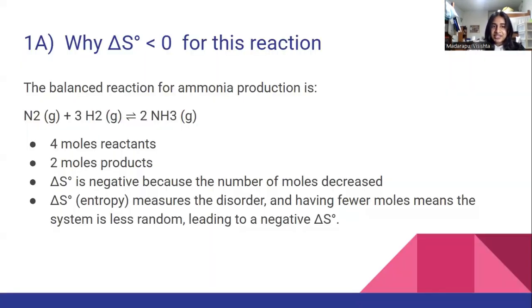First, why standard delta S is negative for this reaction. In the balanced reaction, there are 4 moles of reactants and 2 moles of products. And since the number of moles decreased, standard delta S is negative because it measures the disorder, and having fewer moles means the system is less random because there's less microstates, which leads to a negative delta S.